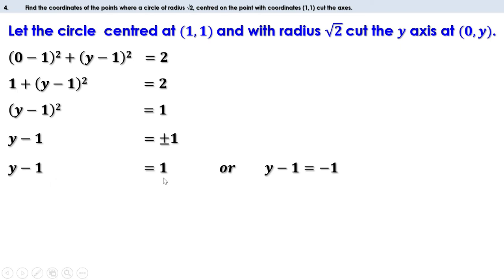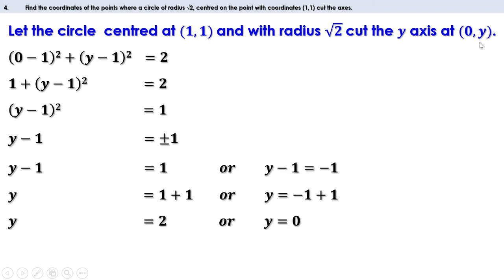Taking minus 1 on the other side, we can write y equal to 1 plus 1 or y equal to minus 1 plus 1. 1 plus 1 is 2, therefore y equal to 2. Minus 1 plus 1 is 0, therefore y equal to 0. That means the value of y can be 2 or 0. When y is 2, the coordinates of the point are 0, 2.